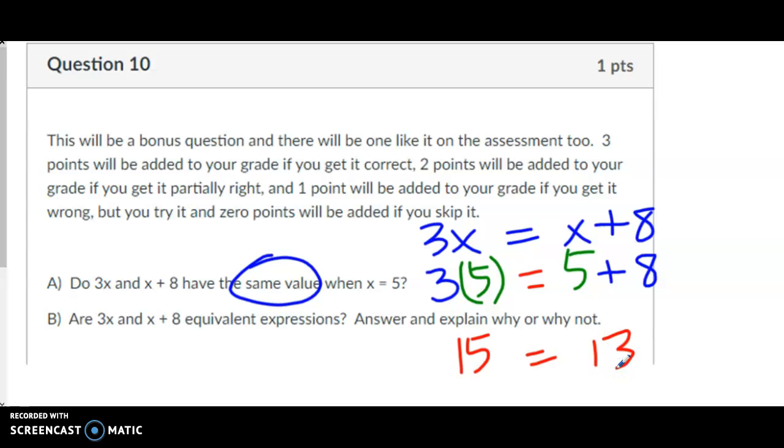These are not the same. So do they have the same value? No, the values are different. Values are completely different. One is 15 and one is 13. That's what you can write down for that.